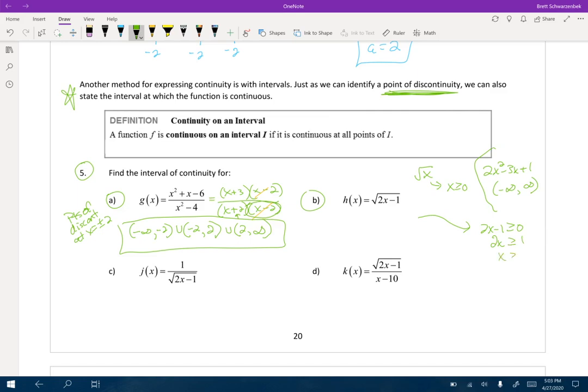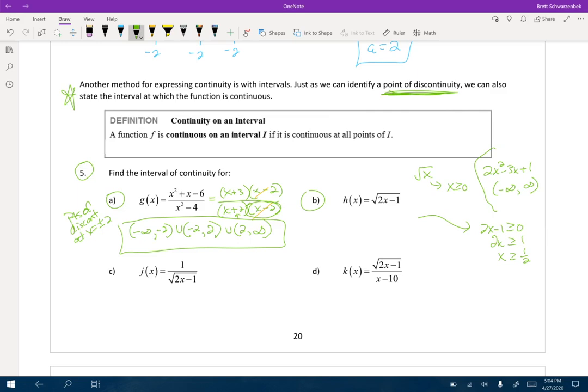We're going to get x has to be greater than or equal to 1/2, which means any value that we plug into this equation that's greater than or equal to 1/2 creates a real number result. So for example, look at the number 1. If we plug 1 in there, 2 times 1 is 2, minus 1, square root of 1, good. That's a good number. That works. And it's also a place where this function is continuous.